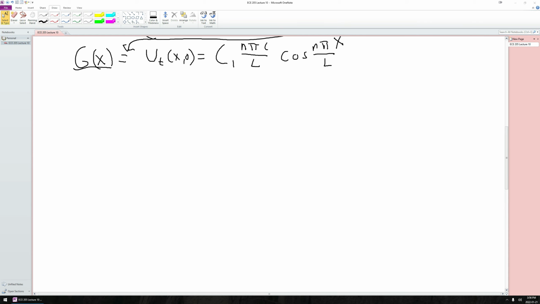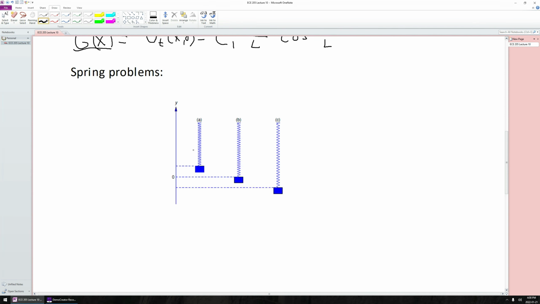Okay, so let's put a new header here and jump into it. Okay, so here is a picture taken from your text, and the purpose of the next few minutes of this lecture is to derive the equations that would model a spring oscillating back and forth.